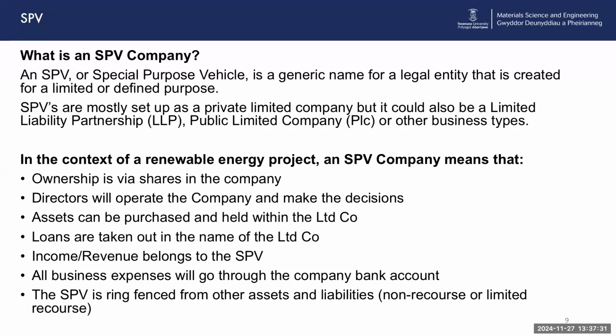What does this company do? Well, it owns the company. It is the company. So it owns shares. Directors of the company will make decisions. Assets will be purchased through that company and held within that company. Loans will be taken out in the name of that company. All of the income, all of the revenue, and all of the expenses and all of the liabilities belong to that company. Crucially, the special purpose vehicle or the company is ring-fenced from other assets and liabilities. That's the definition of this non-recourse or limited recourse liability. That's important as well. We'll talk more about that during the course.